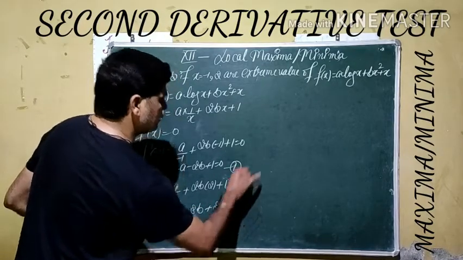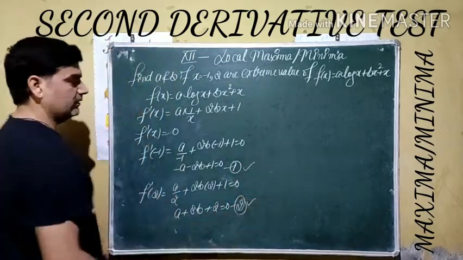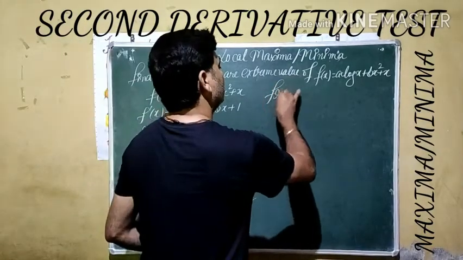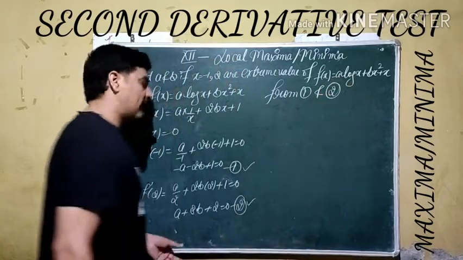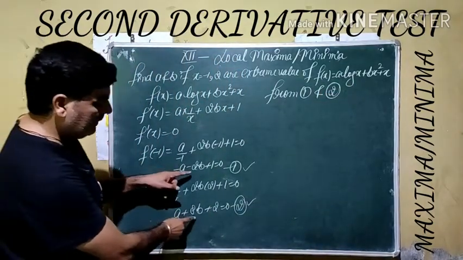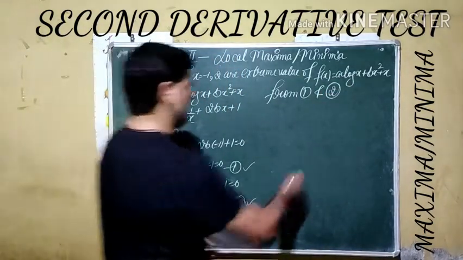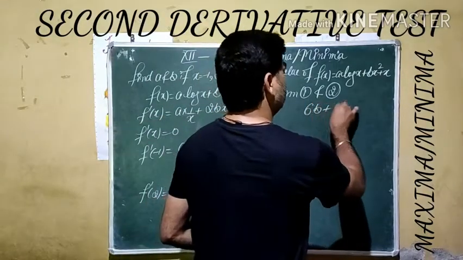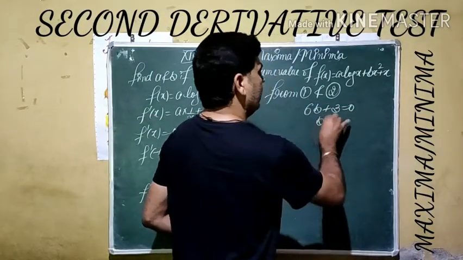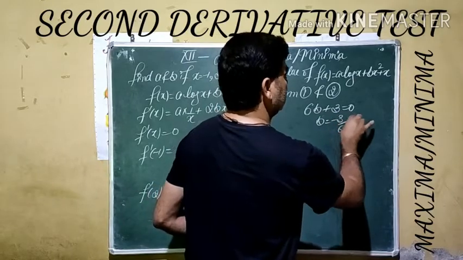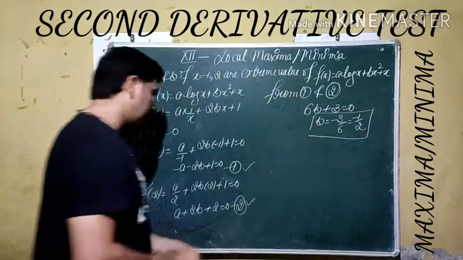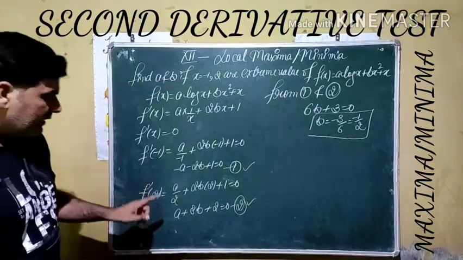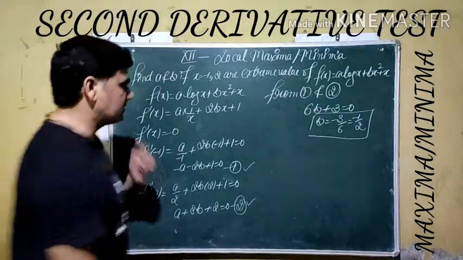If we solve these two by the elimination method, from 1 and 2, if we add them, a cancels out, and b becomes 6b plus 3. 6b plus 3 is equal to 0. So b becomes, after calculation, minus 3 by 6, meaning minus 1 by 2. Now we are using this value in result number first.